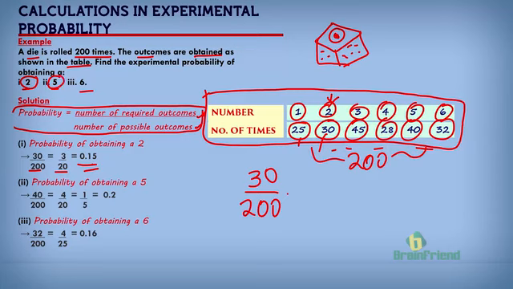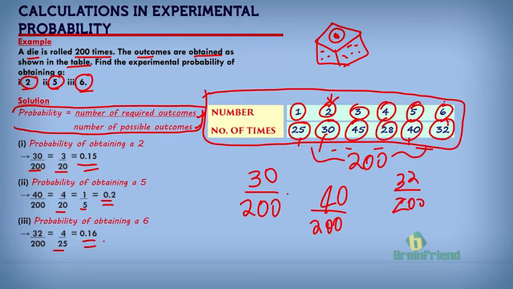Next, let's find the probability of obtaining a 5. 5 here was rolled how many times? 40 times. Total number of possible outcomes, 200. So 40 all over 200 is what? 4 over 20. When you divide further, we have 1 over 5, or we say 0.2. Probability of obtaining a 6, following the same steps, we say 6 was rolled 32 times. 32 all over 200. All right, that gives us 4 over 25, which is 0.16.